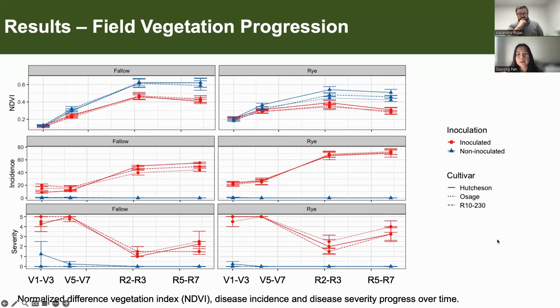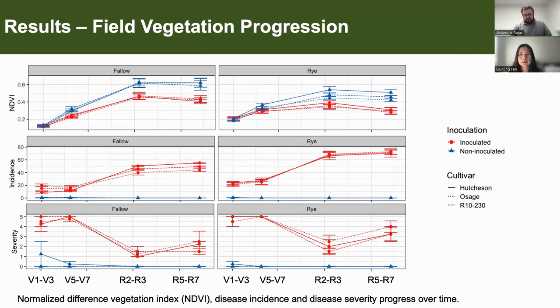And let's put the disease progress and vegetation progress across the growth stage altogether. There are 3 panels in the slides, with the top being normalized difference vegetation index, the middle being incidence, and the bottom being disease severity. Each panel has plots treated with fallow on the left and plots treated with cover crop on the right.